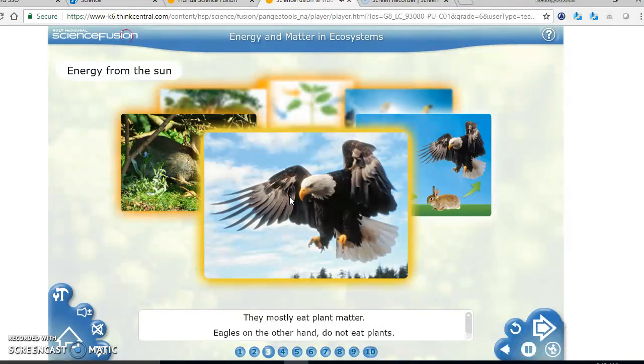Eagles, on the other hand, do not eat plants. The bald eagle is at the top of the food chain in this ecosystem. It eats mostly other animals, including rabbits. Animals that eat other animals are called carnivores.